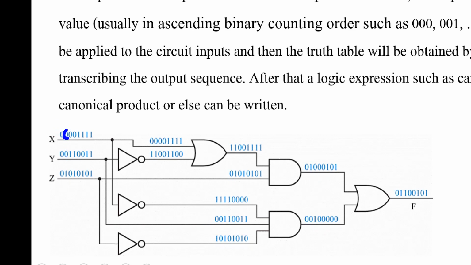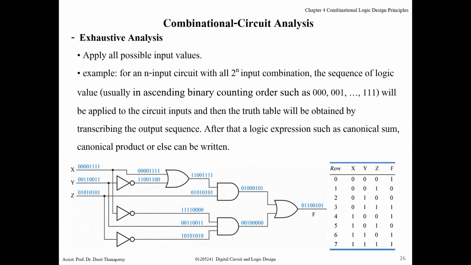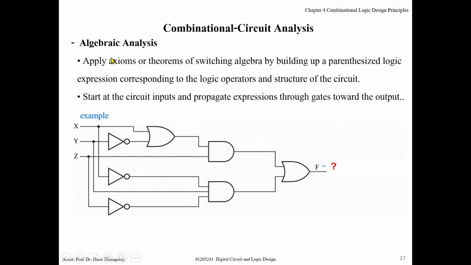After that, you find the second case, 0, 0, 1, and do it like the previous example. So you must do this whole process for all possible input values. After that, you write the truth table to show the relationship between output and input. This kind of analysis is called exhaustive analysis. Maybe this method is suitable for a computer; the computer does this work. For humans, algebra is better.